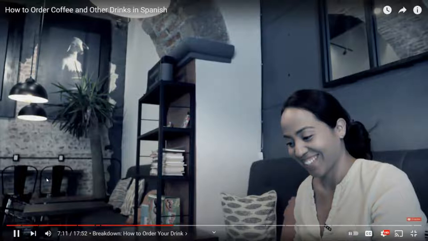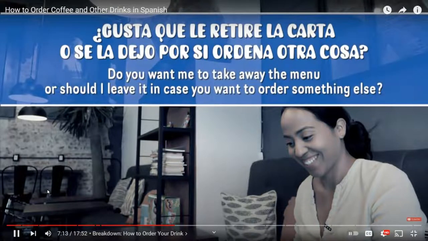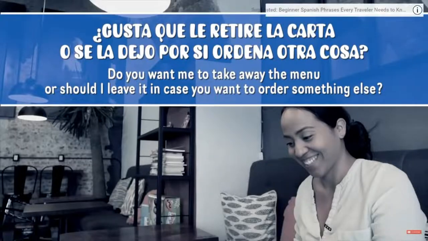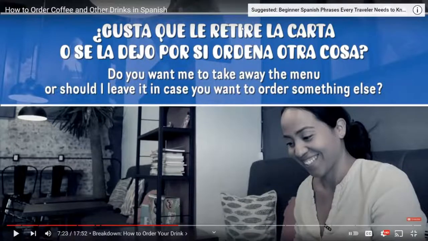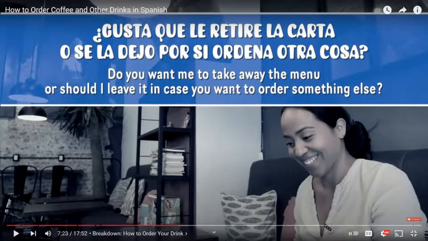¿Gusta que le retire la carta o se la dejo por si ordena otra cosa? Pues déjamela ver si se me antoja algo más. De acuerdo. Here, the waiter asked, ¿Gusta que le retire la carta o se la dejo por si ordena otra cosa? And the important word for you to catch here is retire. Retire looks like retire, and it kind of is, but in a really convoluted way in English.